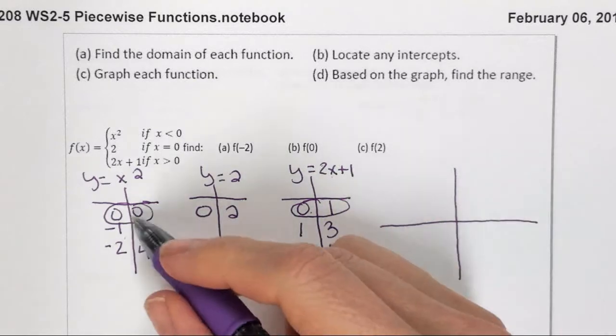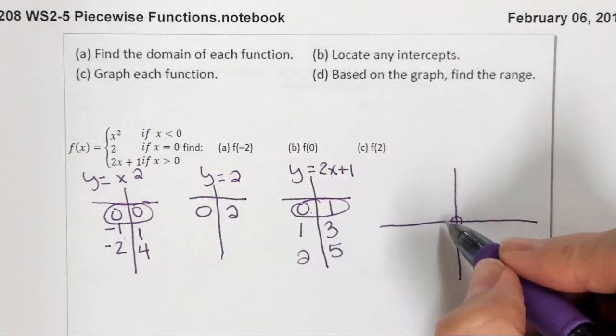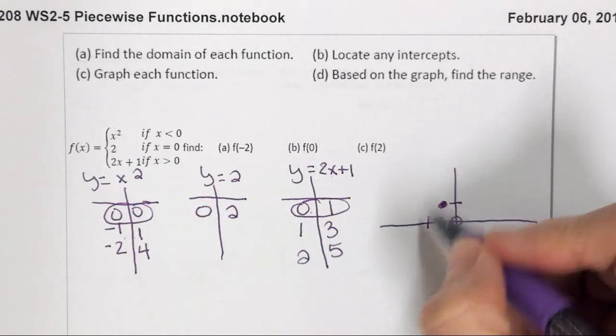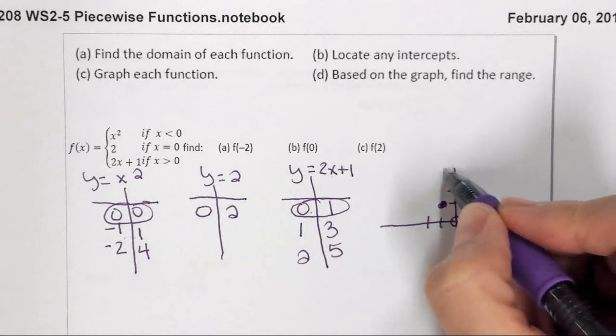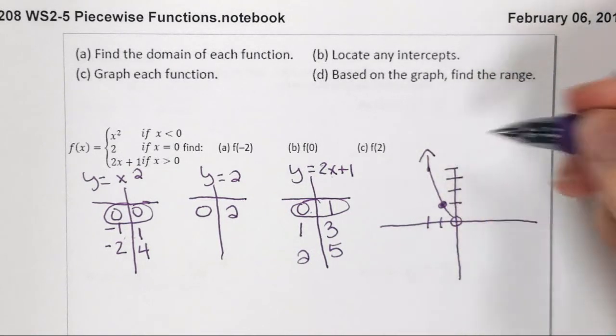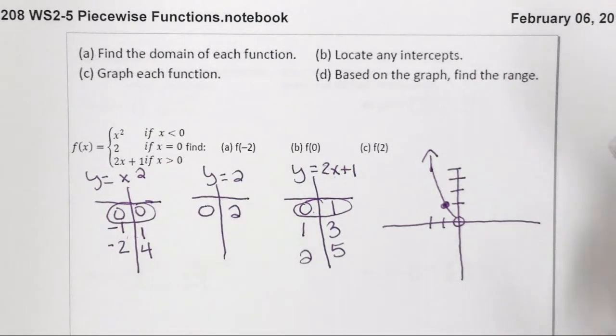Okay, so I'm going to have a hole at 0, 0. I'm going to have a point at negative 1, 1. And I'm going to have another point at negative 2, 4. 1, 2, 3, 4. So this left side of the graph is going to look like half a parabola. And it says it goes on forever, so I drew an arrow.